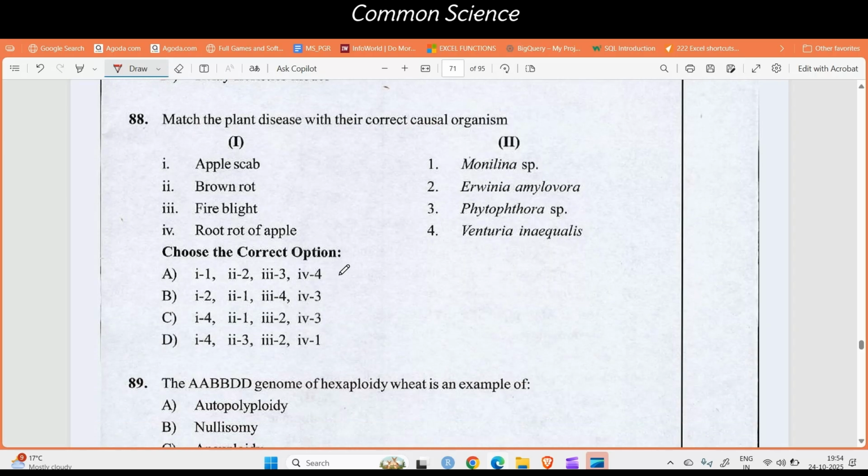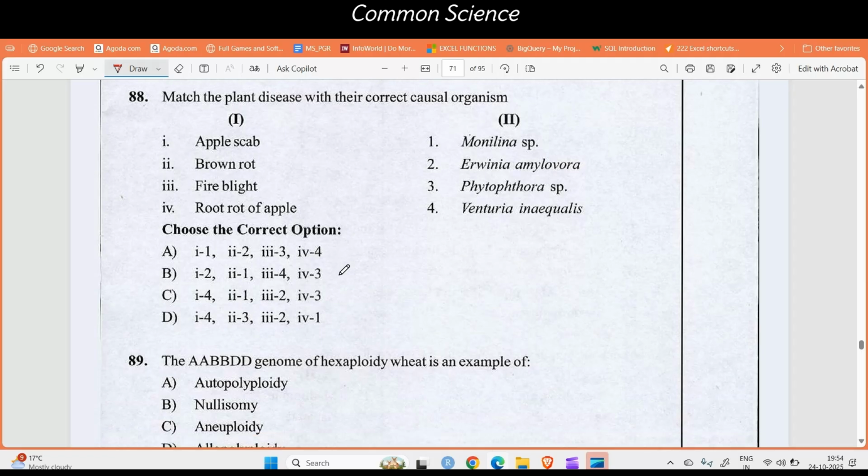Question number 88. Match the plant disease with their correct causal organism. If you look at apple scab, it is caused by Venturia inaequalis. Every student of Kashmir may be knowing this. Apple scab is caused by Venturia inaequalis. Then brown rot. Brown rot is caused by Monilinia species. Fire blight is caused by Erwinia amylovora.